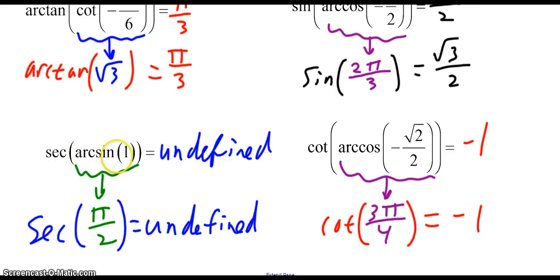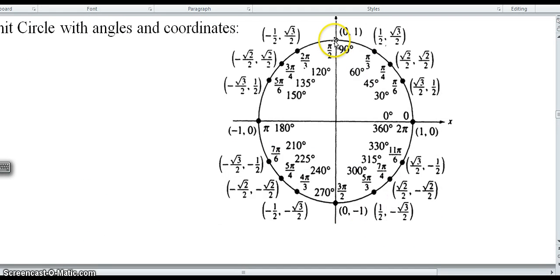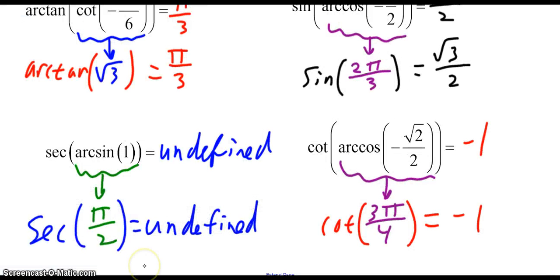What is the secant of the arcsine of 1? The arcsine of 1 is pi halves. What is the secant of pi halves? It is undefined. Because remember, at pi halves, I would be doing 1 over 0. That is undefined. What is the cotangent of the arc cosine of negative root 2 over 2?